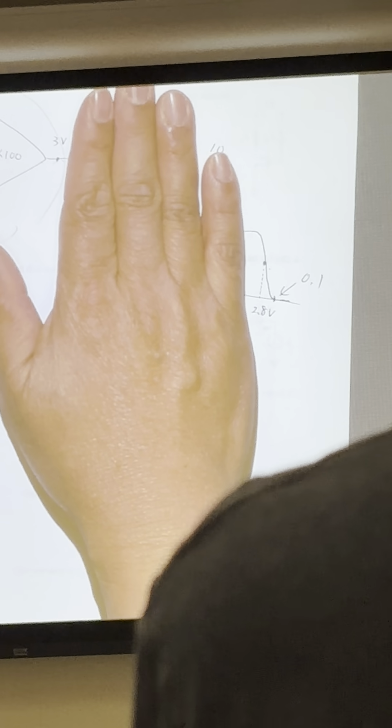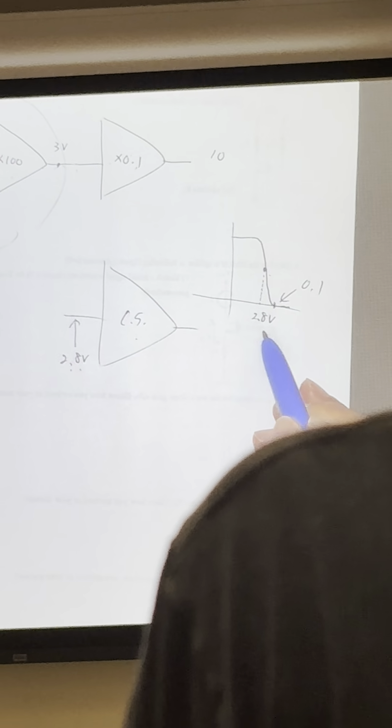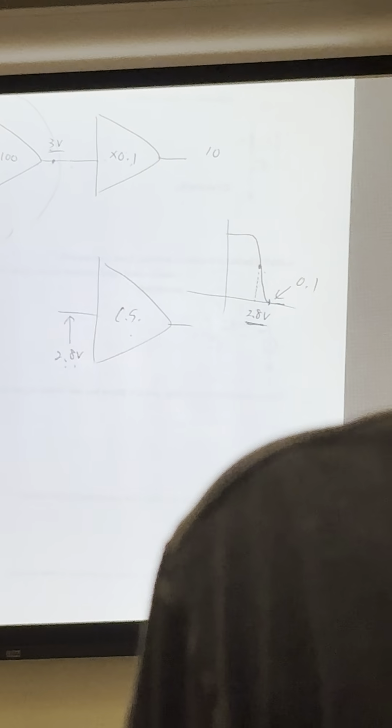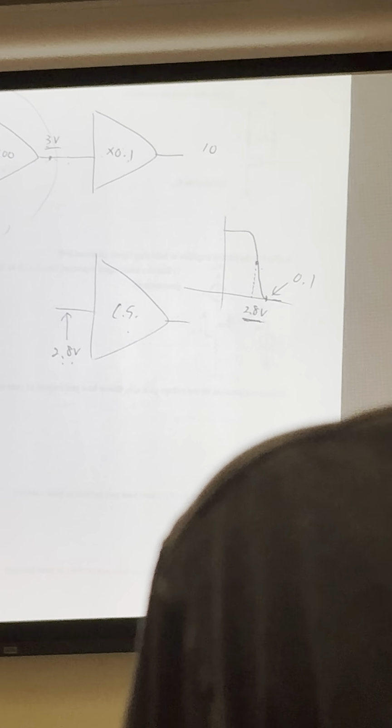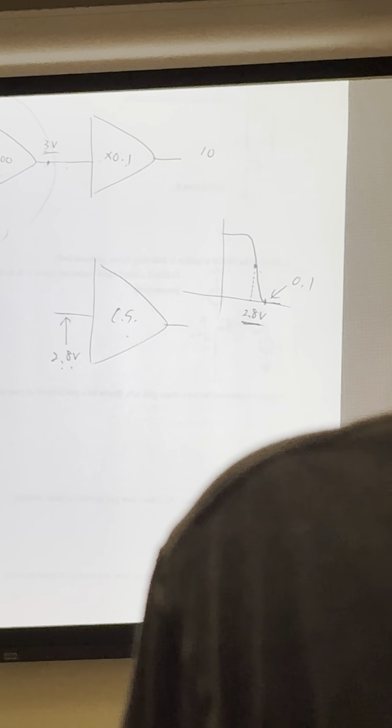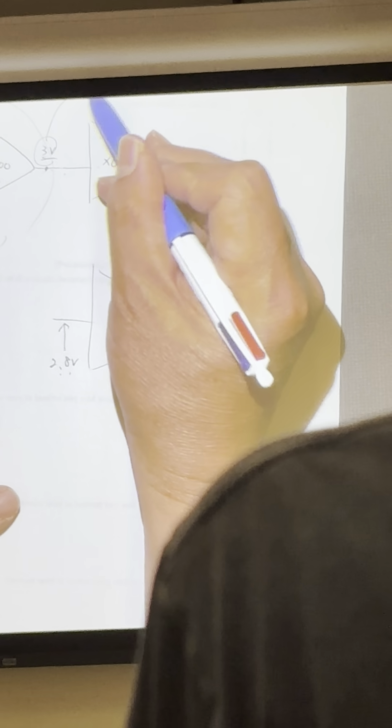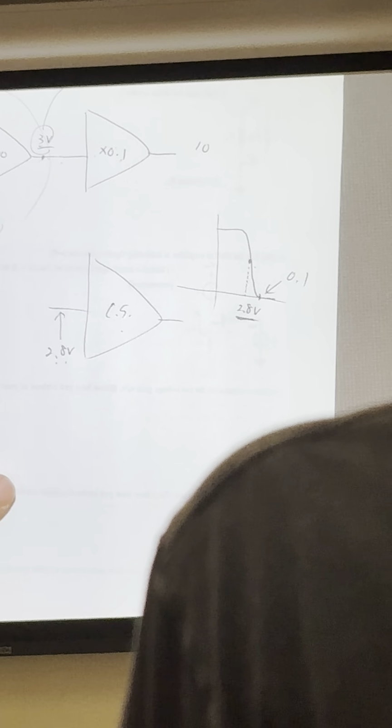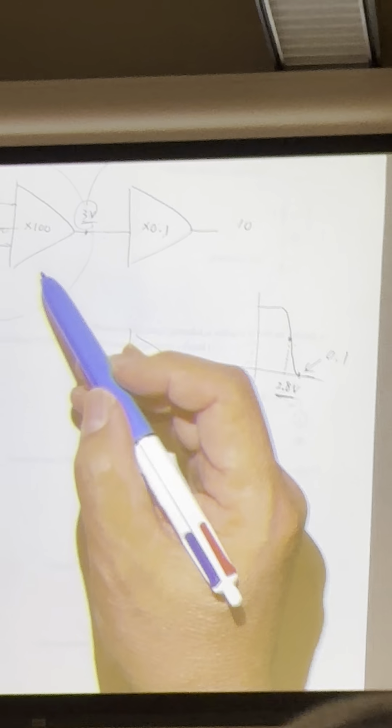So it's even worse than just one stage. It's always happening. So why is this happening? Because this is not the correct biasing point. So what do you need to do? There are two ways. The first way, you need to change this to 2.8 volts. How can you do that? You can change the current for the biasing of your first stage, or you can change the transistor size. Right? You can change it.